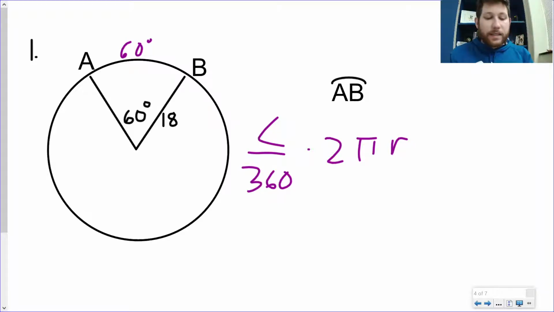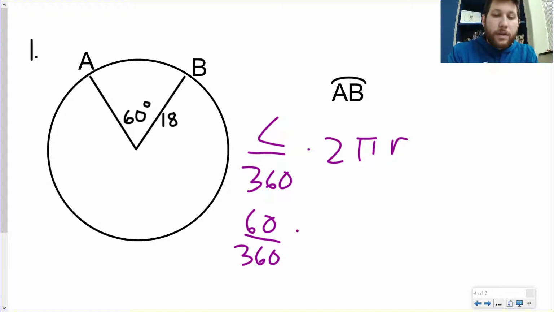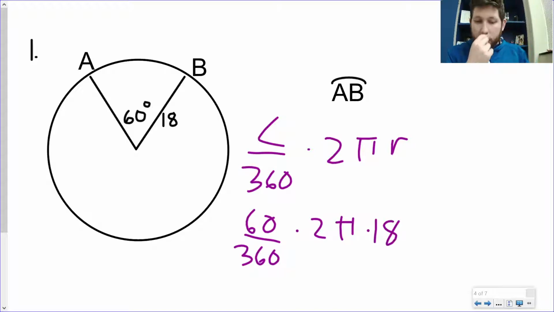This is a distance. So to find the distance, what I'm going to do is I'm just going to plug in here 60 over 360 times 2 times pi times 18. Now, there's two ways to enter this answer. One way would be to leave it in terms of pi. So let me show you how to do that. What I'm going to do is I'm going to multiply 60 over 360 times 2 times 18. And I'm just going to leave the pi out of my calculator for the moment.